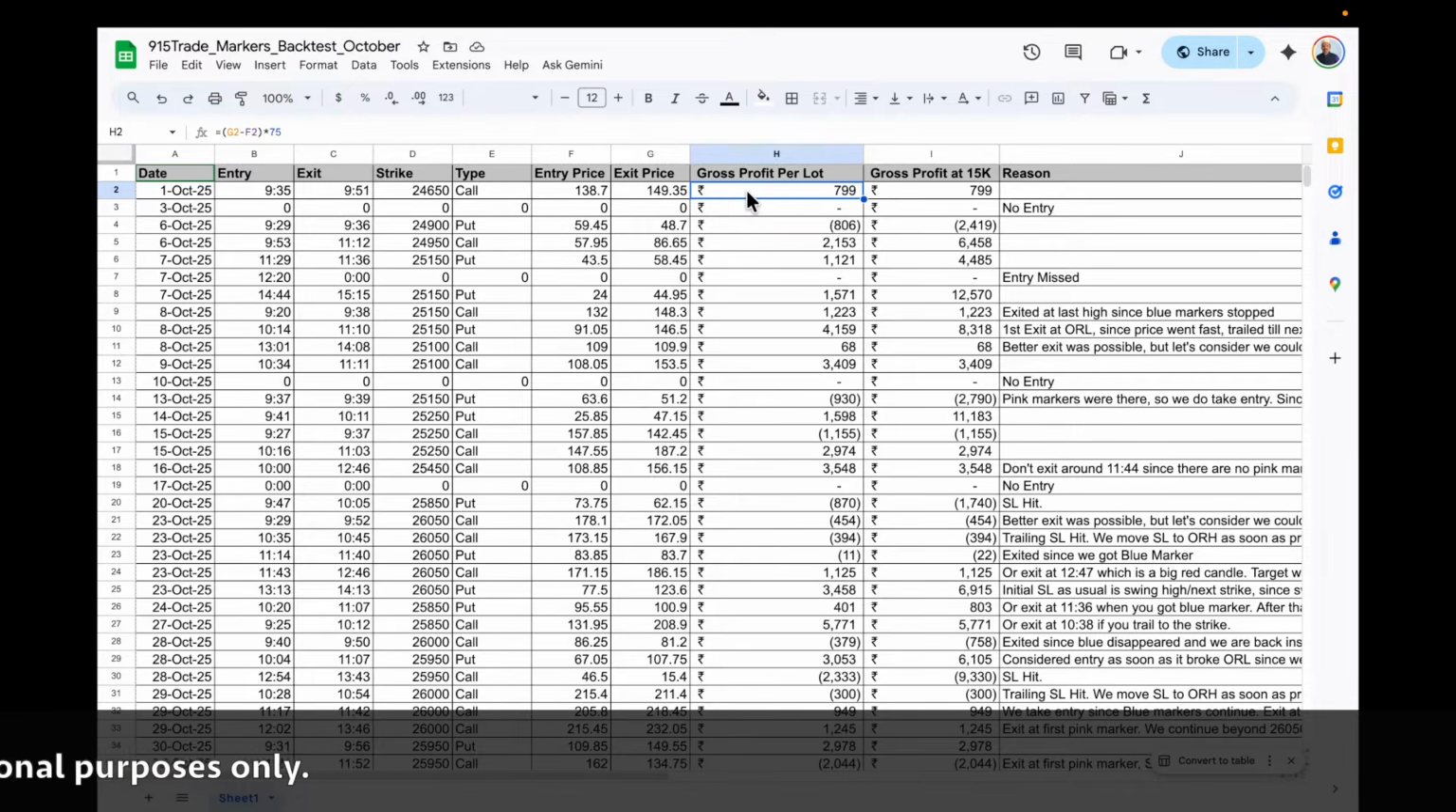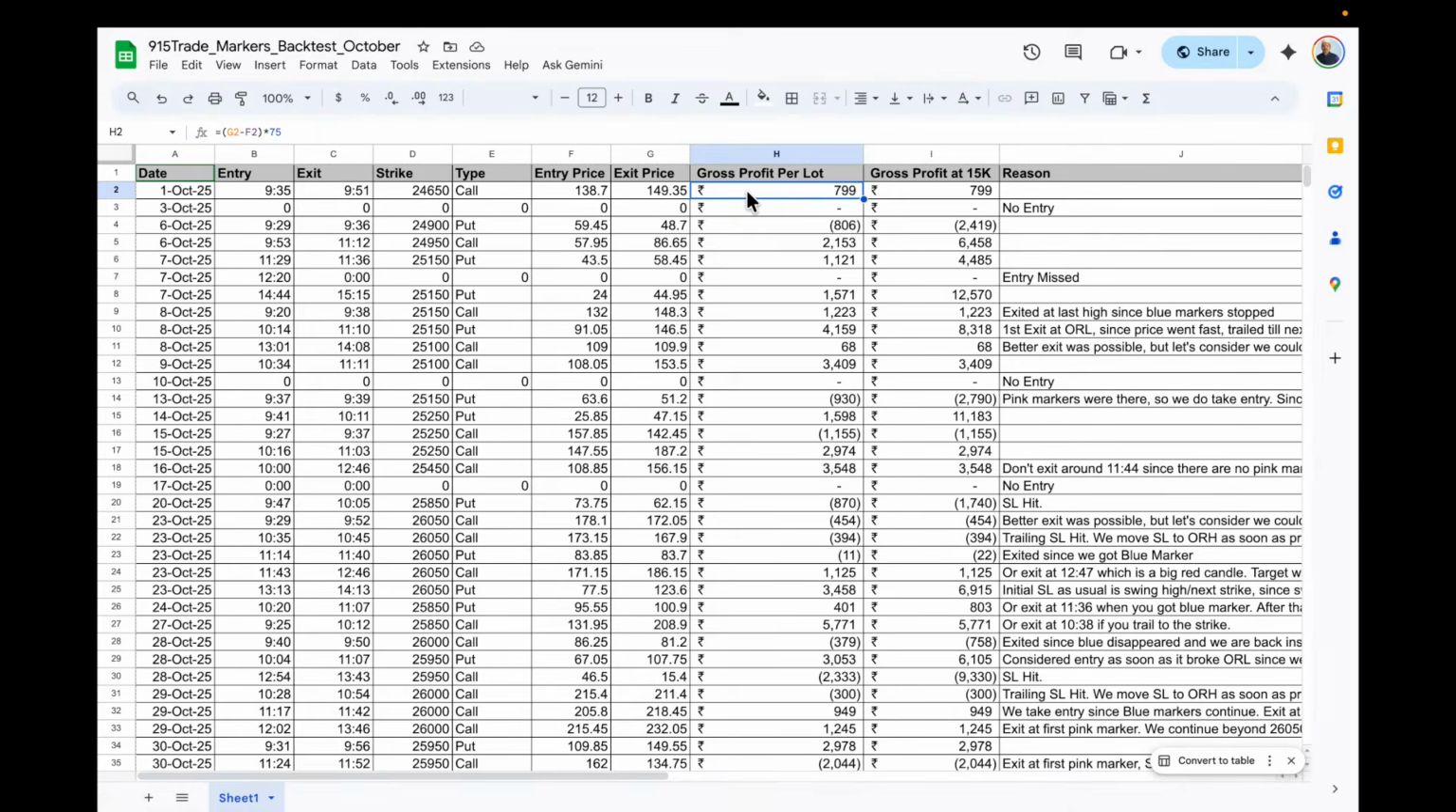That means we are not taking out the brokerage as well as taxes etc. from this. It is gross profit. And then you also have gross profit at 15k.